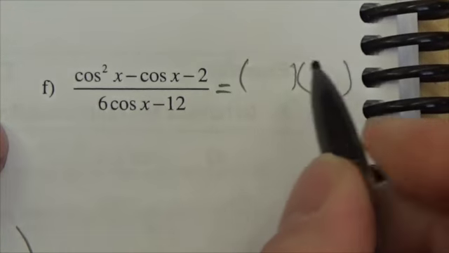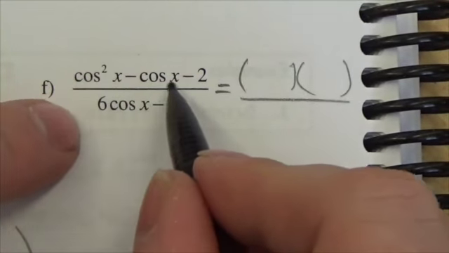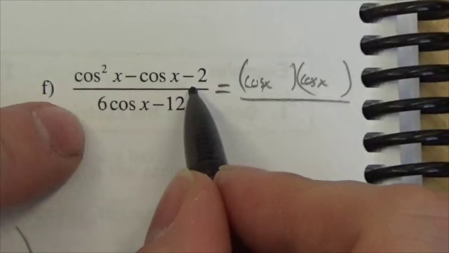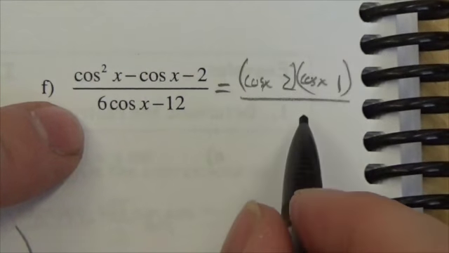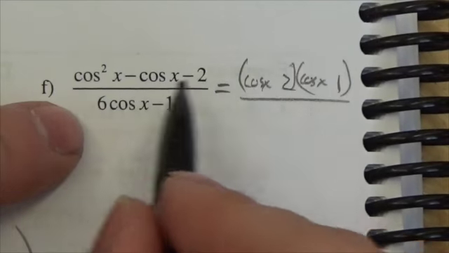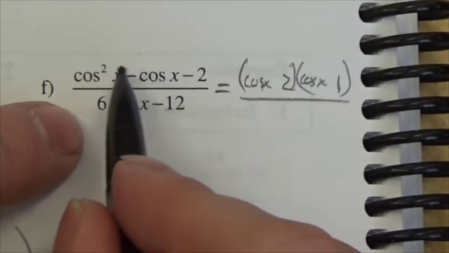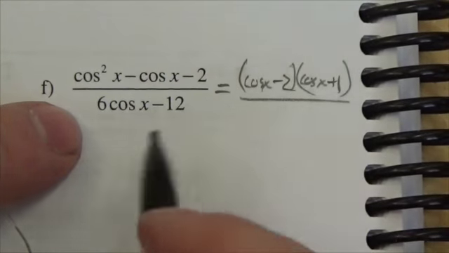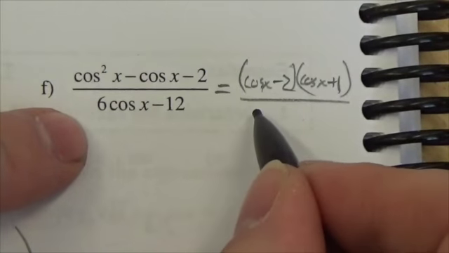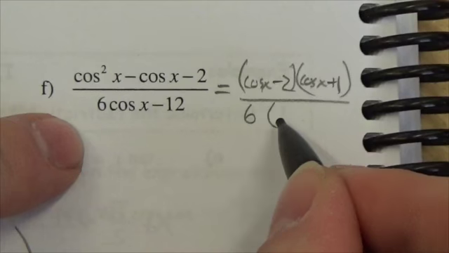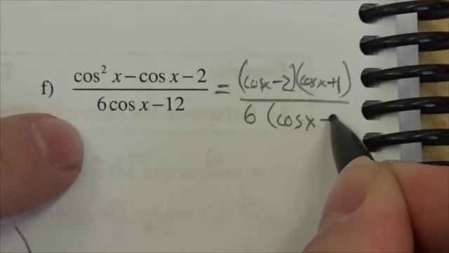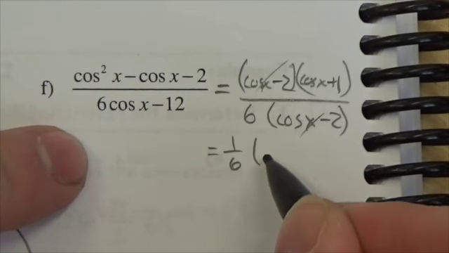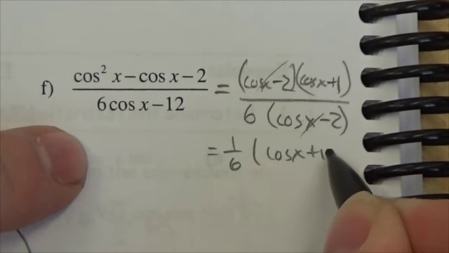So I'm going to do this right here. Cosine squared minus cos minus 2. Well, that really means this is going to be cos and this is going to be cos. Factors of 2 have got to be 2 and 1. Now I know this is pretty tight here, and one of them has to be negative inside there, one of them has to be positive. I want the cosine here to be negative, so this has got to be negative 2, positive 1. In the denominator, I can take out a common 6, and I'll be left with cosine of x minus 2. Those guys will cancel, so I'm going to be left with 1/6 times the cosine of x plus 1.